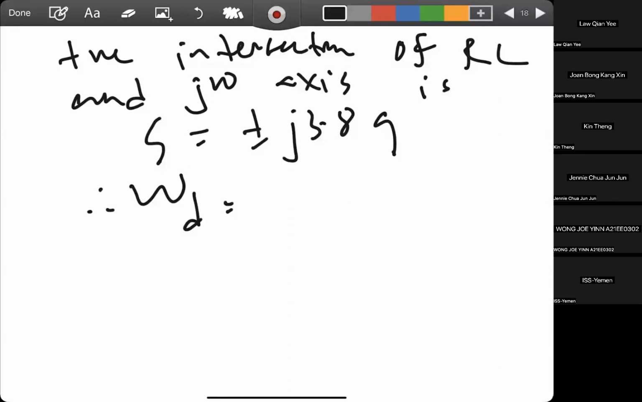Jenny Chua, what is the omega D if the intersection is plus minus j3.89? 3.89 radian per second.